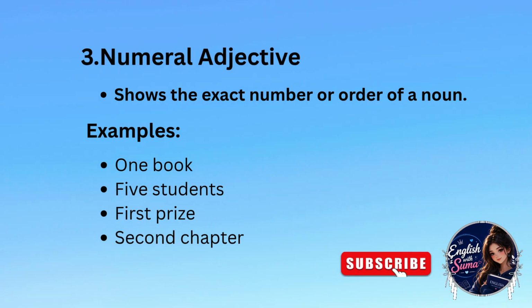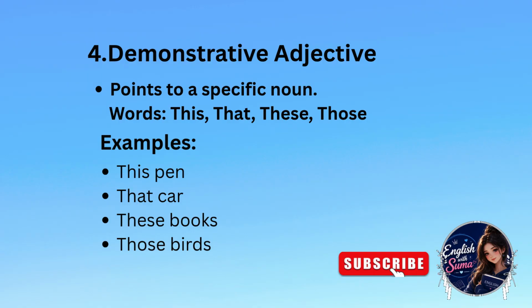A numeral adjective tells us the exact number or position of a noun. Examples: 1 book, 5 students, first prize, second chapter. A demonstrative adjective points to a specific noun. The words this, that, these, and those are demonstrative adjectives. Examples: this pen, that car, these books, those birds.